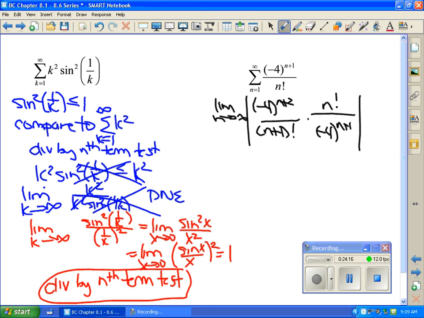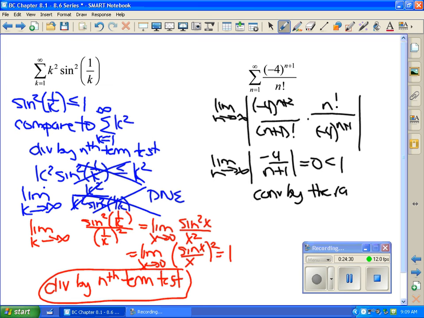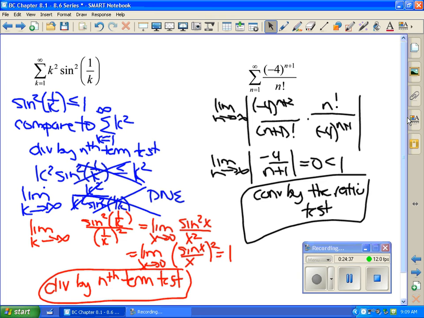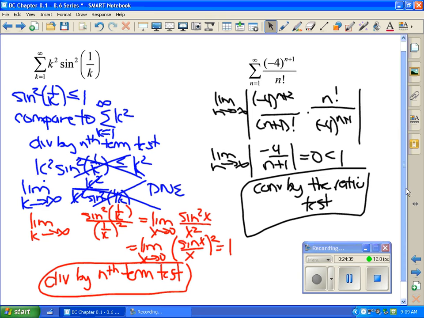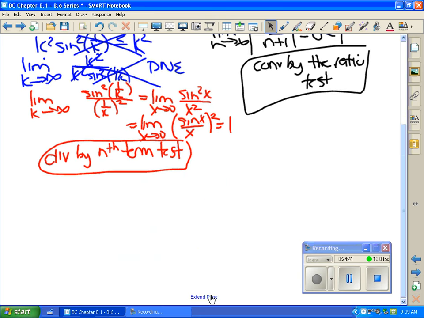And you look at that ratio. So you take the limit as n approaches infinity. If I reduce this, it'll be negative 4 over n plus 1. That equals 0, which is less than 1. So this converges by the ratio test. And again, just to summarize, if it's greater than 1, then it diverges by the ratio test. And if it equals 1, it's inconclusive, and you have to do something else.